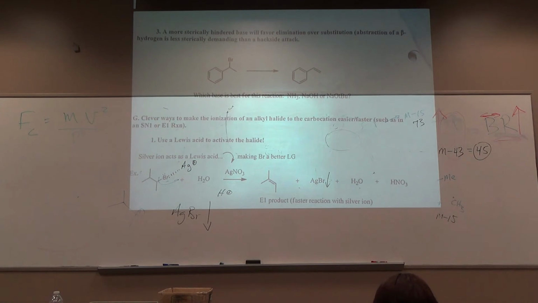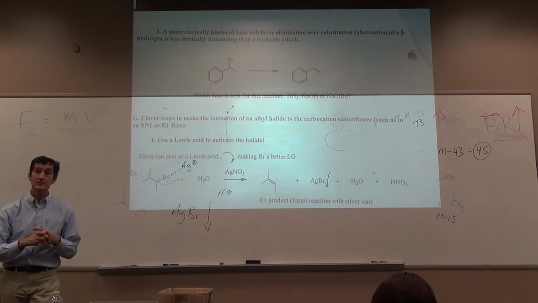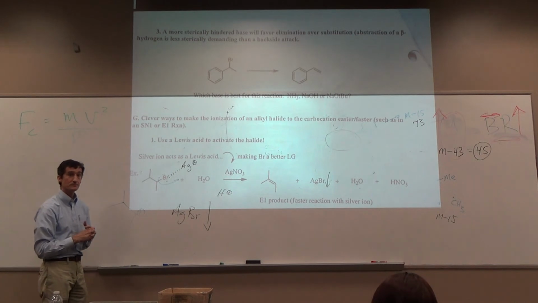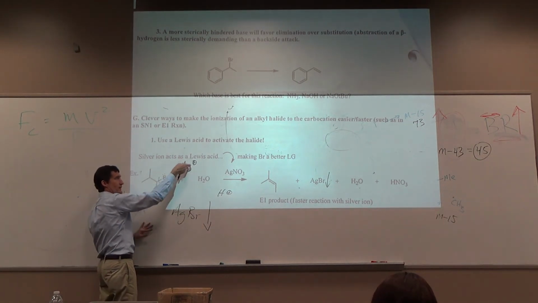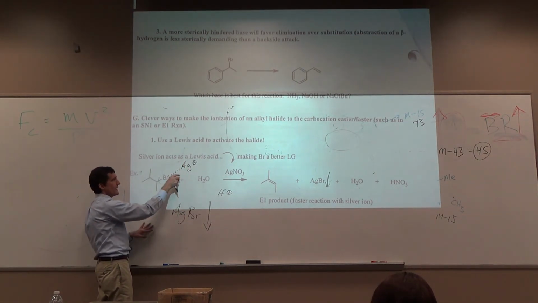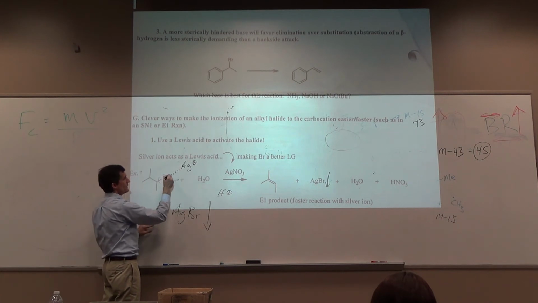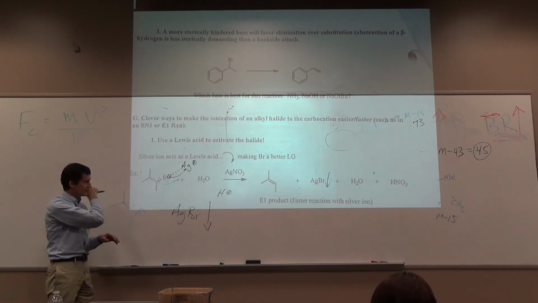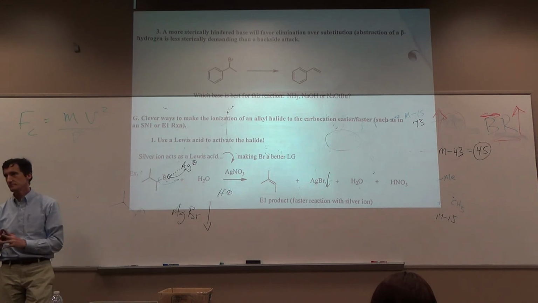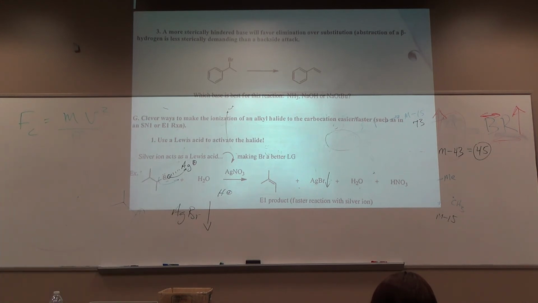Now, what do we want to call silver ion as a general term? Do we want to call it a base? Acid? Lewis base? Or a Lewis acid. What's the definition of a Lewis acid? It sort of accepts the lone pair. Okay? It's called a Lewis acid. You can almost kind of just show it doing this, but I'm a little bit hesitant to show a Br plus. But the silver acts as a Lewis acid. It accepts the bromine's lone pairs.